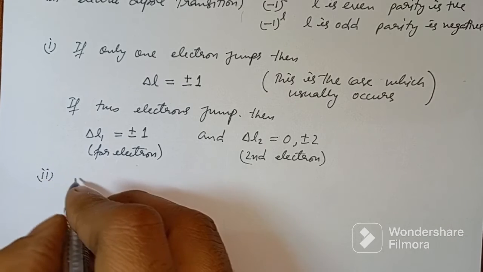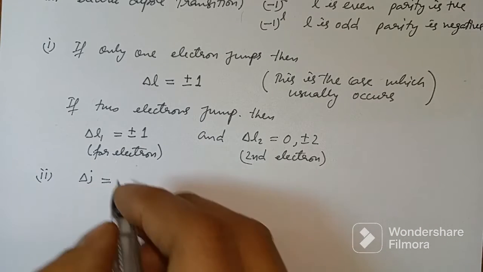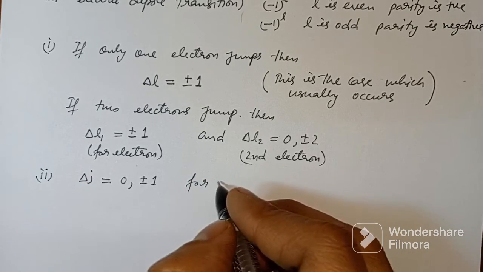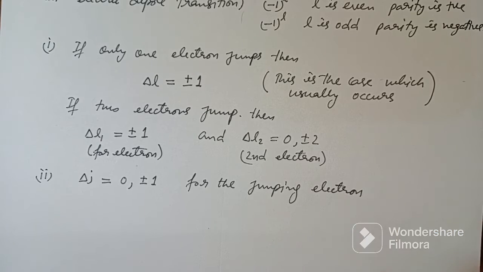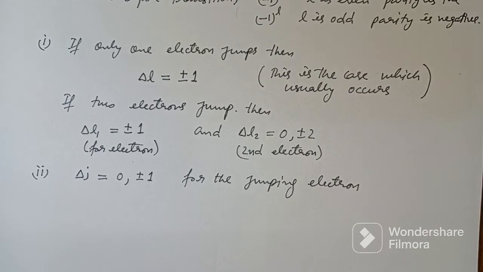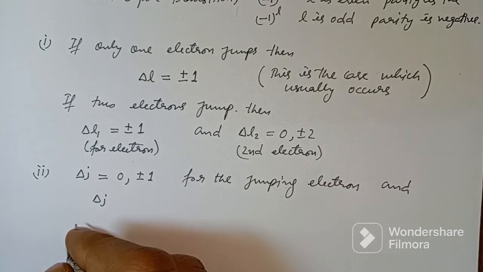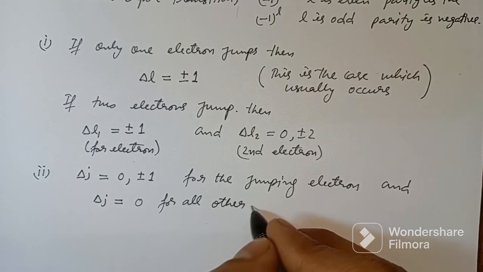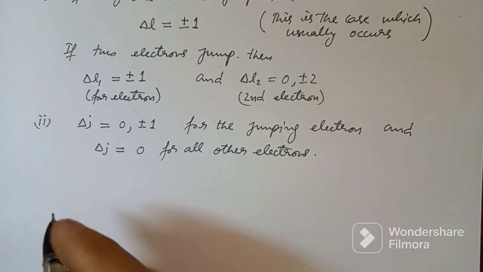Second, delta J. What is delta J? The change in the total angular momentum quantum number, and that should be equal to 0 or plus minus 1 for the jumping electron, the electron which is jumping, going from higher to lower or lower to higher, whatever. And delta J is equal to 0 for all other electrons, the other electrons which are not jumping. This is the second rule.